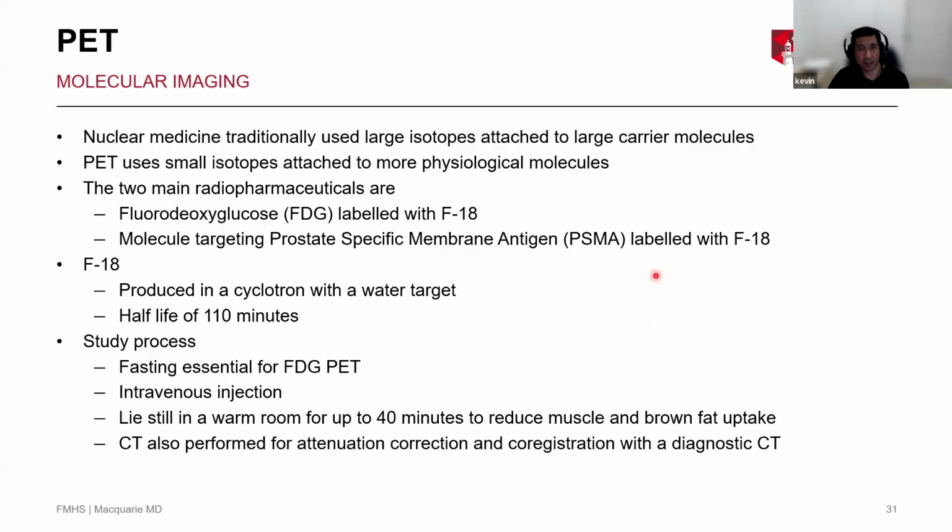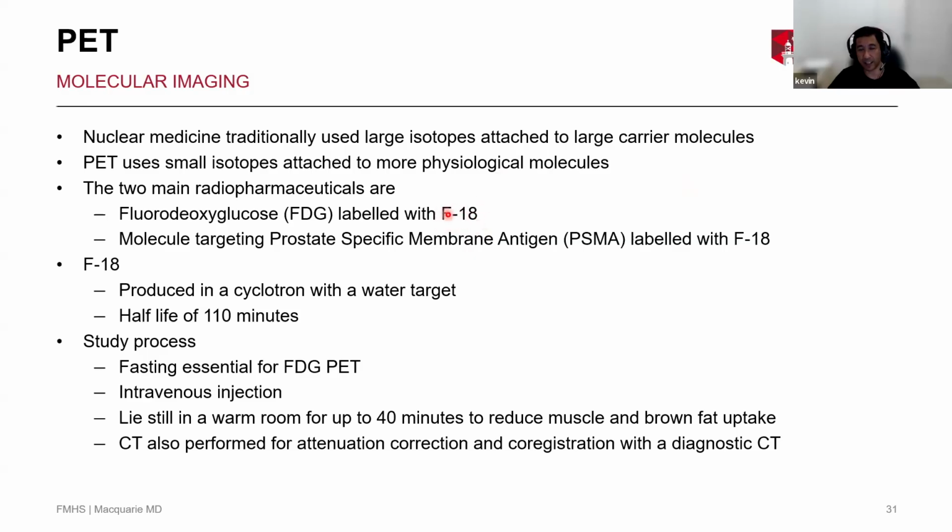This is similar but different. Once again, we have to inject something into the body, an isotope, and we have to have a carrier molecule. So with PET, it uses a different isotope, and I'll show you the physics of it because I think it's quite interesting. But it uses smaller molecules. So technetium had an atomic weight of 99. This is 18, so it's smaller.